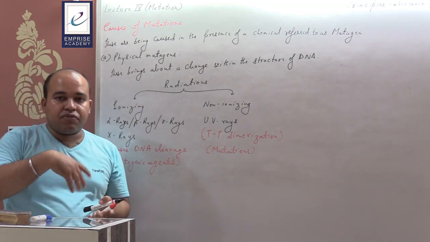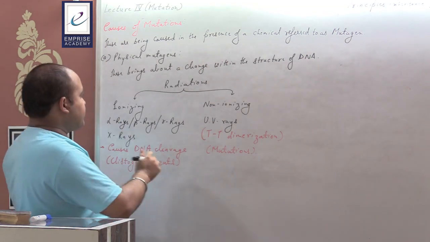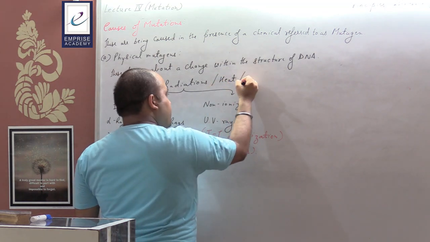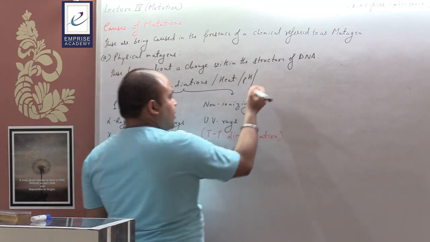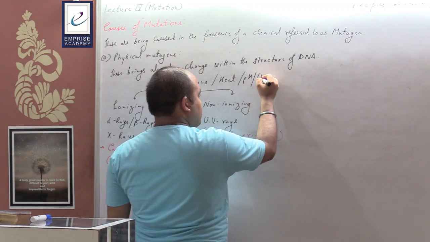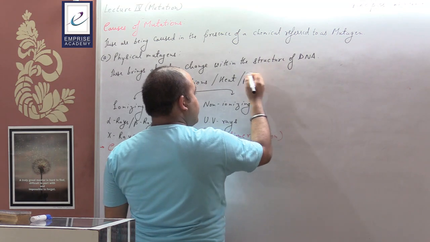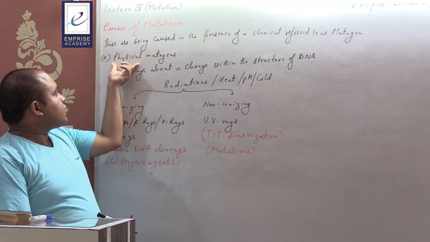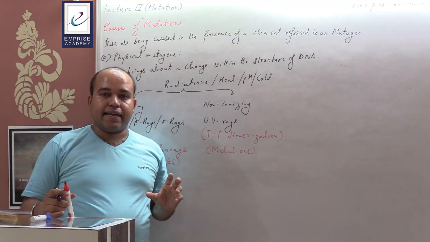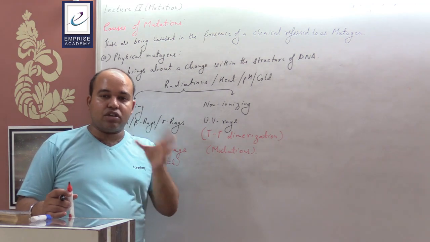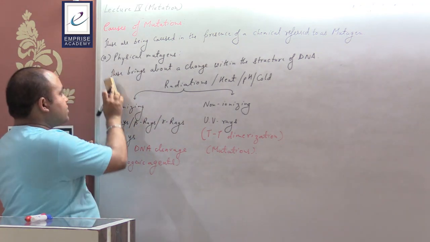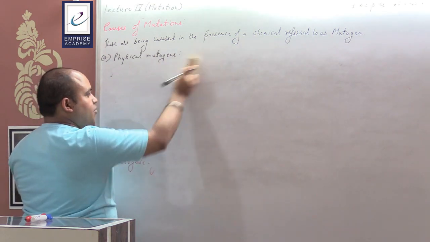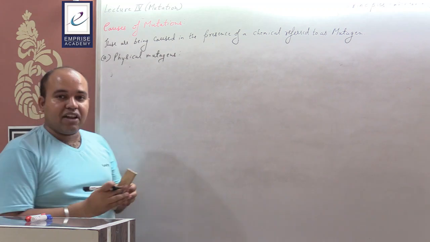Then there could be other physical agents such as heat, the temperature, pH, osmotic pressure, etc. All of these, heat and cold treatment, are physical mutagens that may influence the structure of the DNA and can cause mutations. After physical mutagens, the other types are the chemical mutagens, and the third one is the biological mutagens.